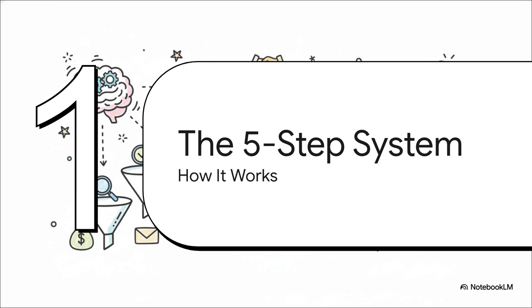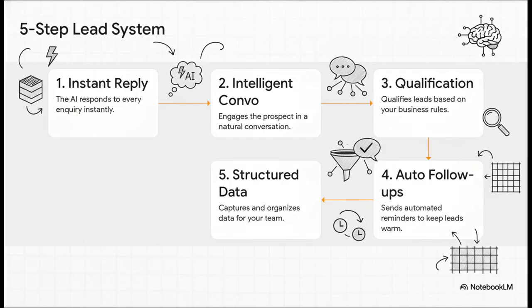Okay, so that's the big picture. But how does it actually work in the moment? What's happening under the hood? Let's break down its core playbook, the 5-step automation system. All right, this is the engine that drives the whole thing. Let's walk through it. Step 1, instant reply. The second an inquiry comes in, bam, the AI responds. Remember, speed is everything.